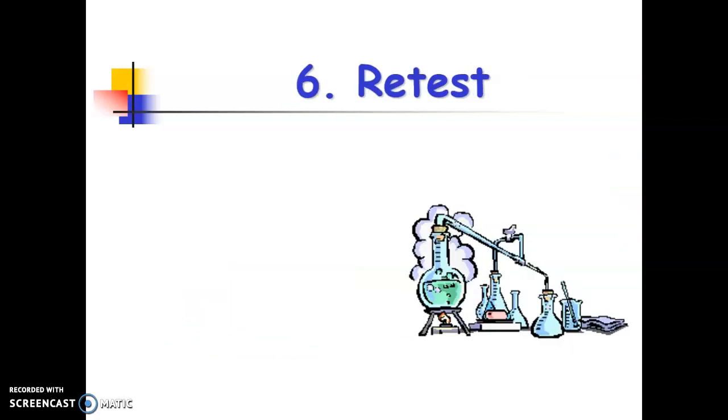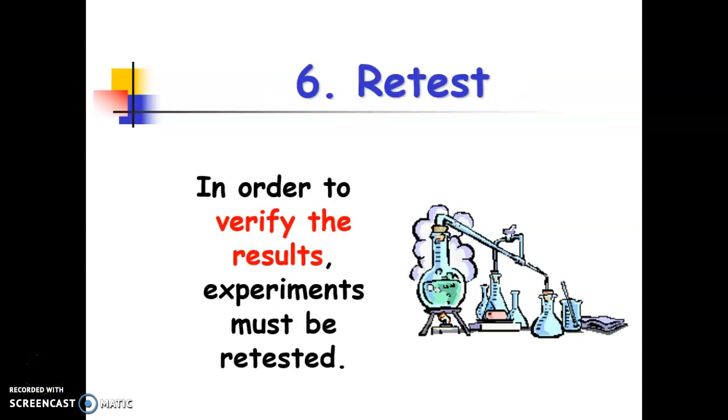The final step would be, of course, to retest. So we do want to make sure that our experiment was accurate, and therefore we'll retest that to verify those results. The experiment must be repeated and therefore retested to prove our results were accurate.